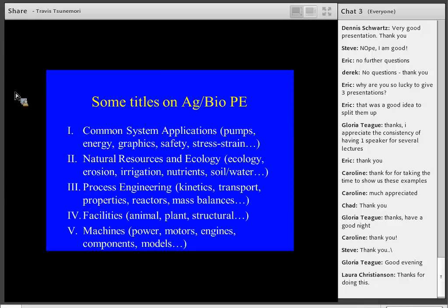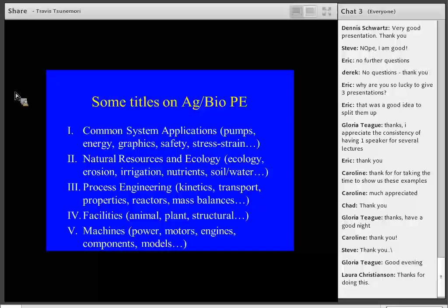So some of the particulars, these are the sort of large areas. First one is system applications. This is everything from pumps, energy conversion, graphics, safety, stress and strain. That's number one.